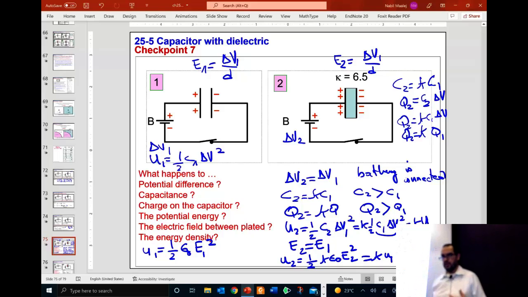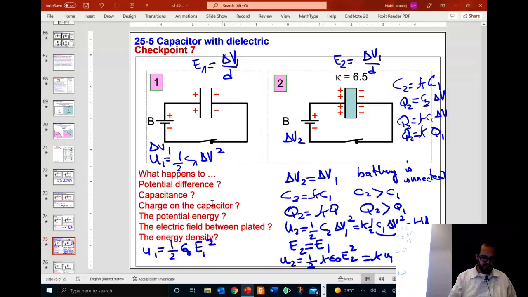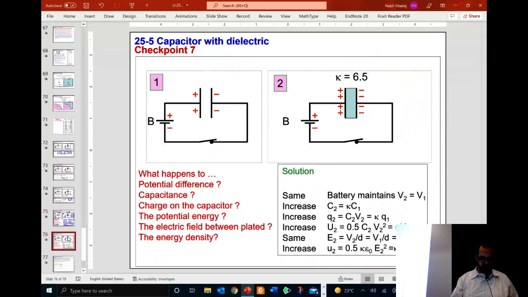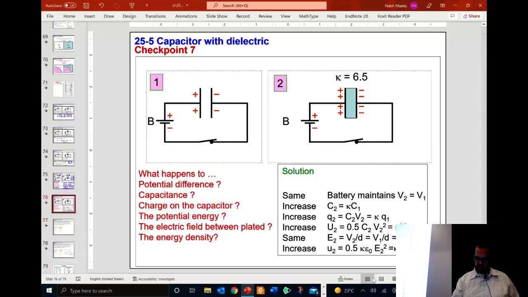The trend is E1 equals E2, and everybody will say, oh, the energy density is the same. But we have epsilon 0 in the equation. We have to multiply it by kappa. So it has to increase. Okay, I hope this is clear. All right, so I think we did everything correct here.